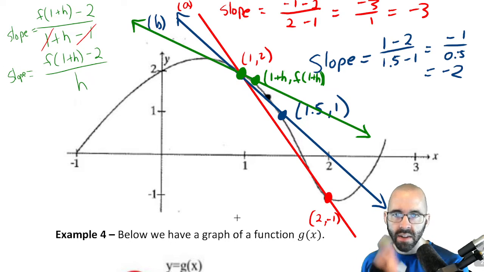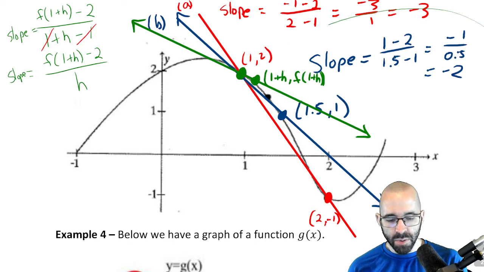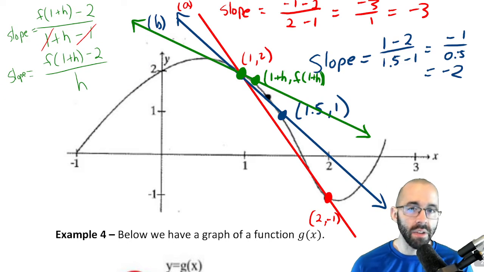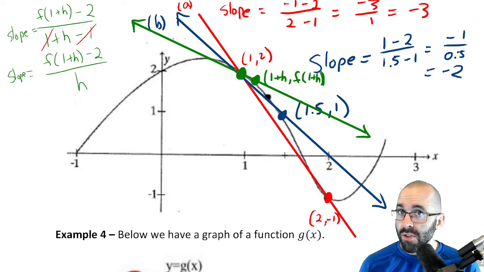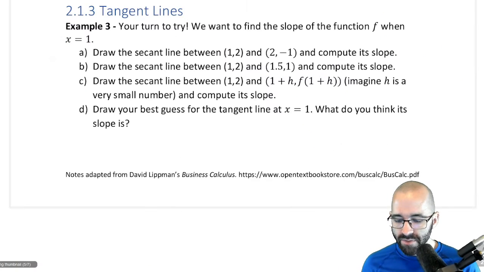All right. This is how we can find slopes of secant lines. If they have specific points, it's pretty easy. But we can also find it in generality if h is just some small number. And that'll be very useful when we introduce this idea of a limit, which is in the future.